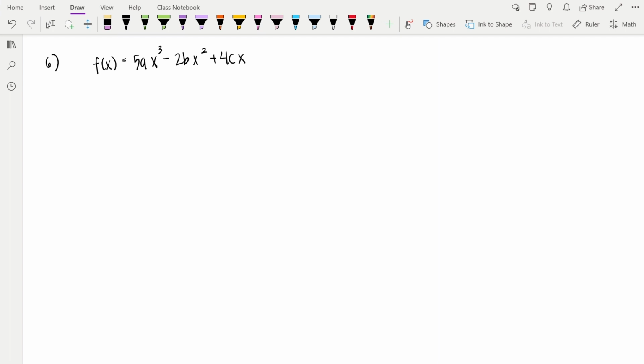So we're first asked just to find the first derivative. So f prime of x is going to be 15ax squared minus 4bx plus 4c. And in part B, it says, given that the first derivative is always greater than or equal to 0, and a is strictly greater than 0, show that whatever expression.